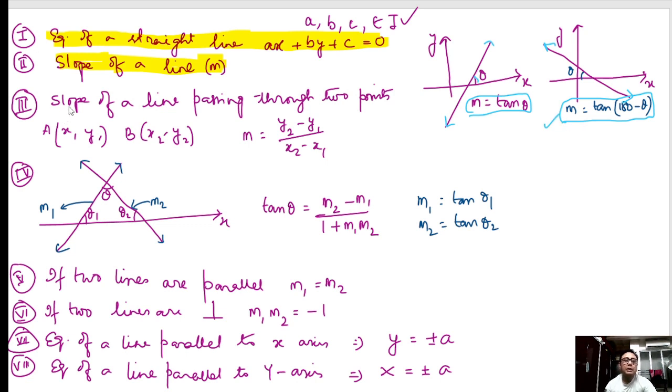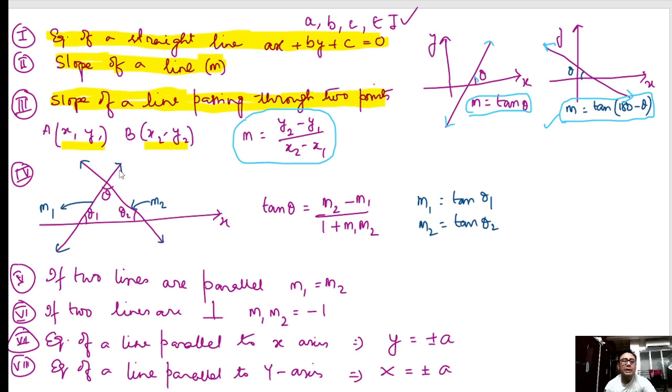Third, if you want to find the slope of a line which is passing through two different coordinates, then this is the equation. The two different coordinates are this and this. So how to find the slope of a line? It is m = (y2 - y1)/(x2 - x1).